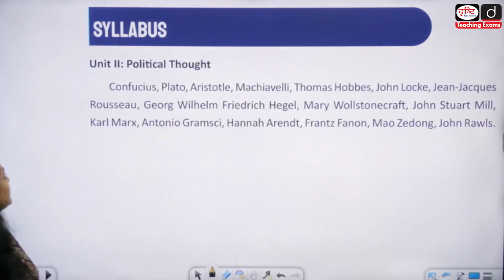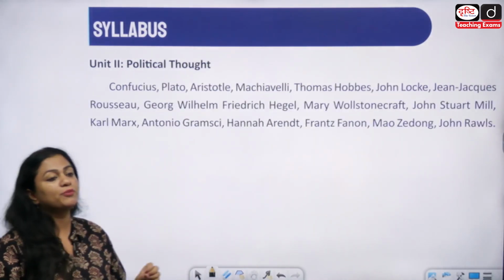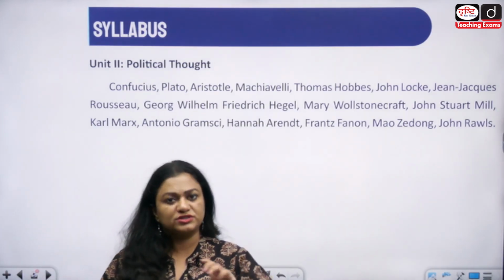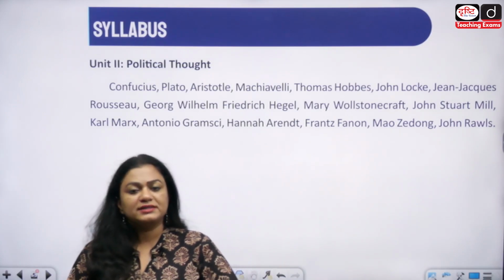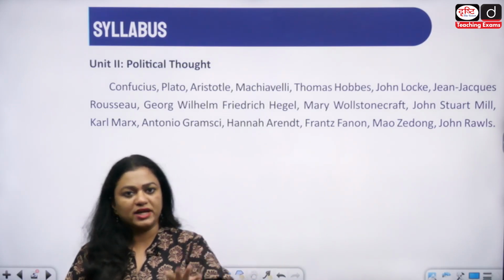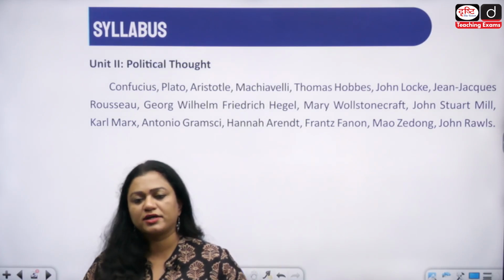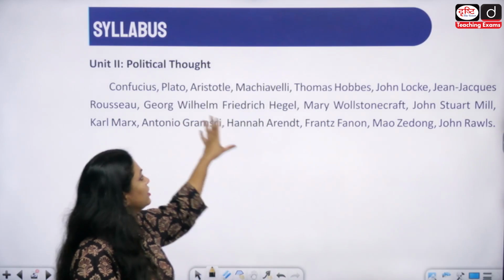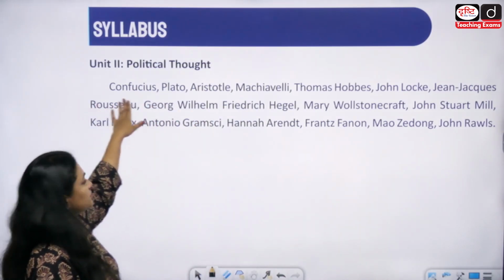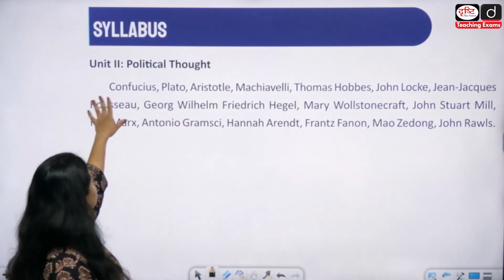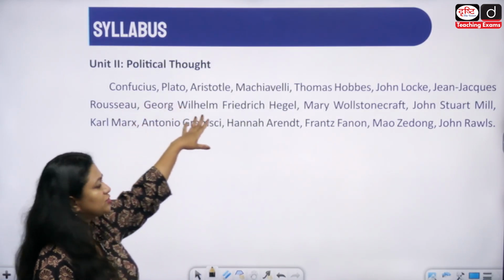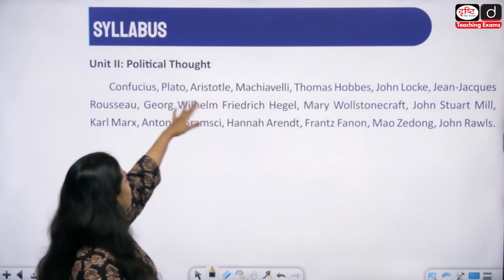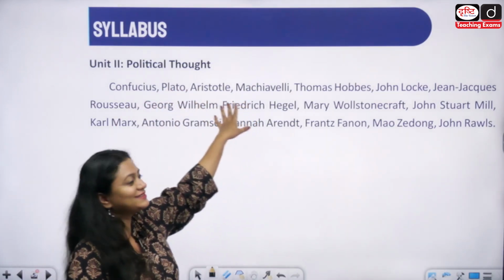Now moving to our next unit, unit number 2, political thought. In this unit, you will find most thinkers are Western thinkers, and some thinkers from China, as well as from Northern Africa, are also here. So we will check out Confucius, an ancient Chinese philosopher, Plato, Aristotle, Greek philosophers, basically Aristotle from Macedonia, but he lived in Plato's place.